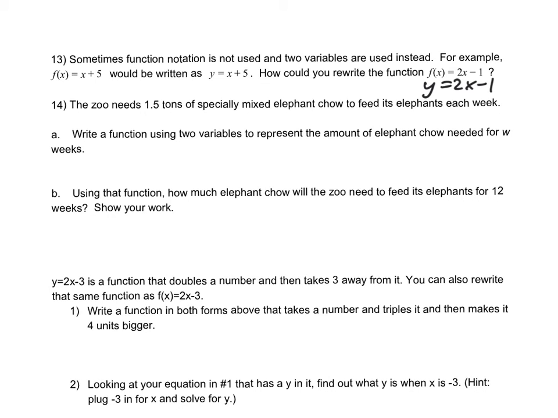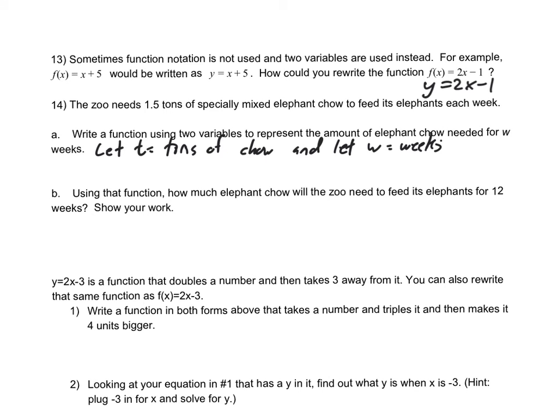Number 14, the zoo needs 1.5 tons of specially mixed elephant chow to feed its elephants each week. This one says, write a function using 2 variables to represent the amount of elephant chow needed for W weeks. All right, so we have chow. We could say tons of chow. We could make T. So I'm going to let T equal tons of chow, and let W equal weeks. We already know that part.